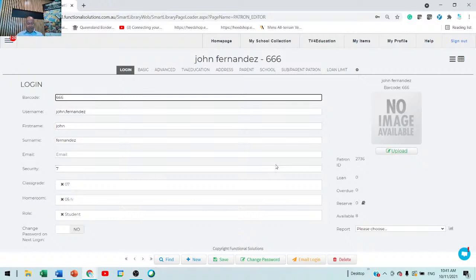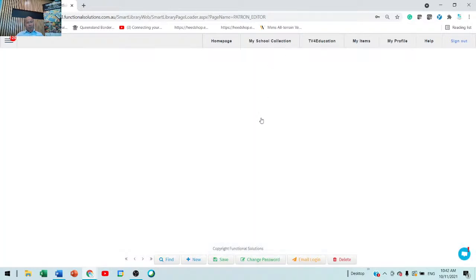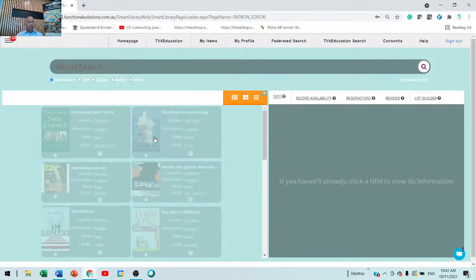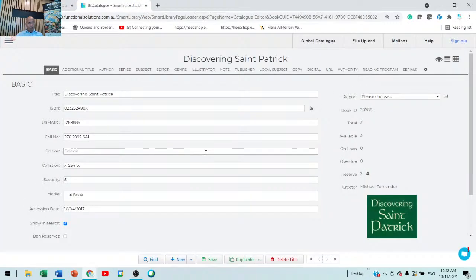So now we've done the patron side of it. Let's go and do the catalog side of it. So now that I know where the security number is for all the patrons, where's the security number for the catalog records? Well, that's easy. Go into your OPAC or go into your catalog and then find a record and bring it up. So I'm going to go to St. Patrick. Okay, and of course, if you logged in as an administrator, you can have the edit button there. So just click the edit button and it'll take you to the catalog screen. And just like the patron, the security number is sitting over here.